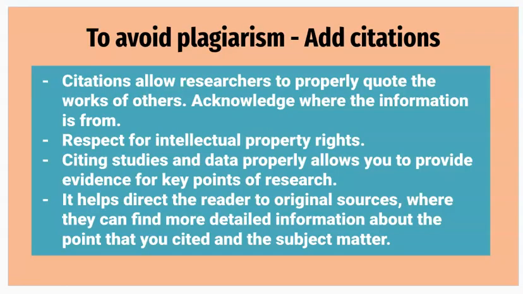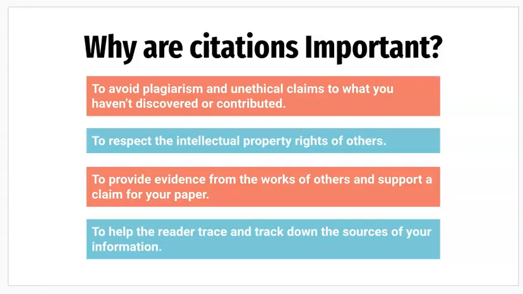So to avoid plagiarism, add citations. Citations allow researchers to properly quote the works of others, acknowledge where the information is from, and respect the intellectual property rights. So citing studies and data properly allows you to provide evidence for key points of research. It helps direct the reader to original sources where they can find more detailed information about the points that you cited and the subject matter. So citations are important to avoid plagiarism and unethical claims to what you haven't discovered or contributed, to respect intellectual property rights, to provide evidence, and to help the reader trace and track down the sources of your information.